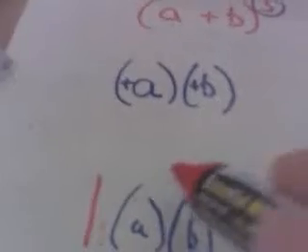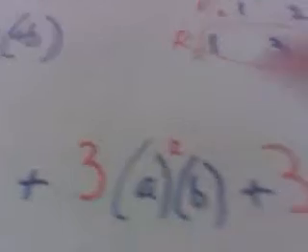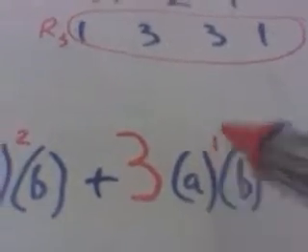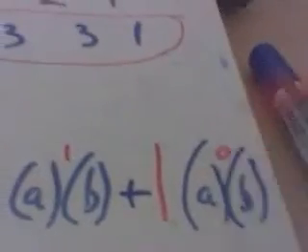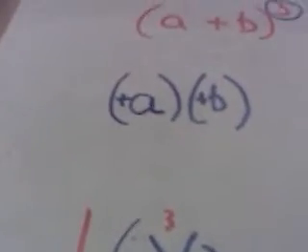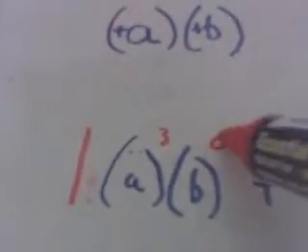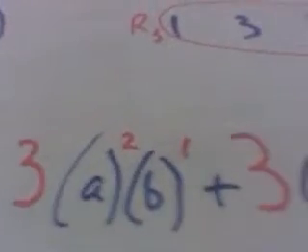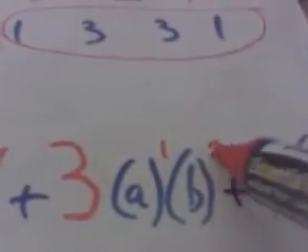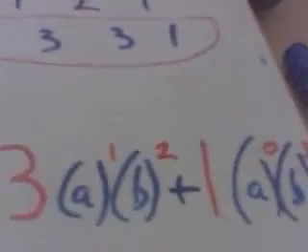What we need to do is the power of a starts at 3, which is the same number as here, and descends by 1 each time. So in the next term it's 2, the next term it's 1, and the next term it's 0. Now b goes exactly the opposite. It starts at 0 and it rises 1 every single time. And then it's just a case of working out what all that means.